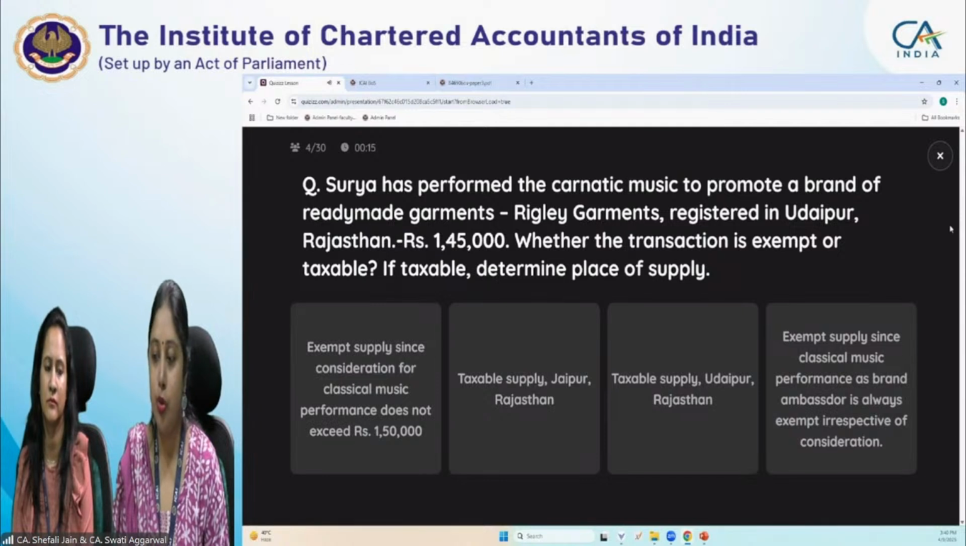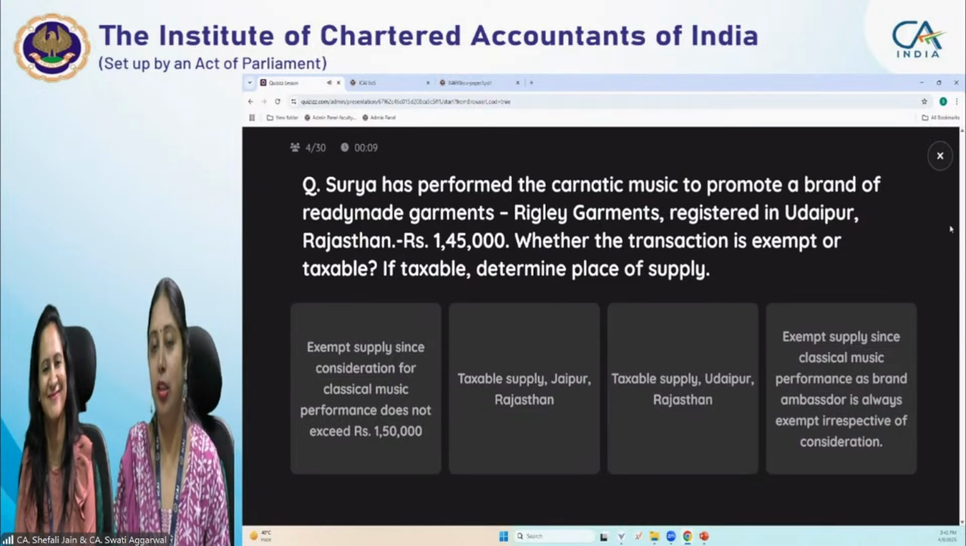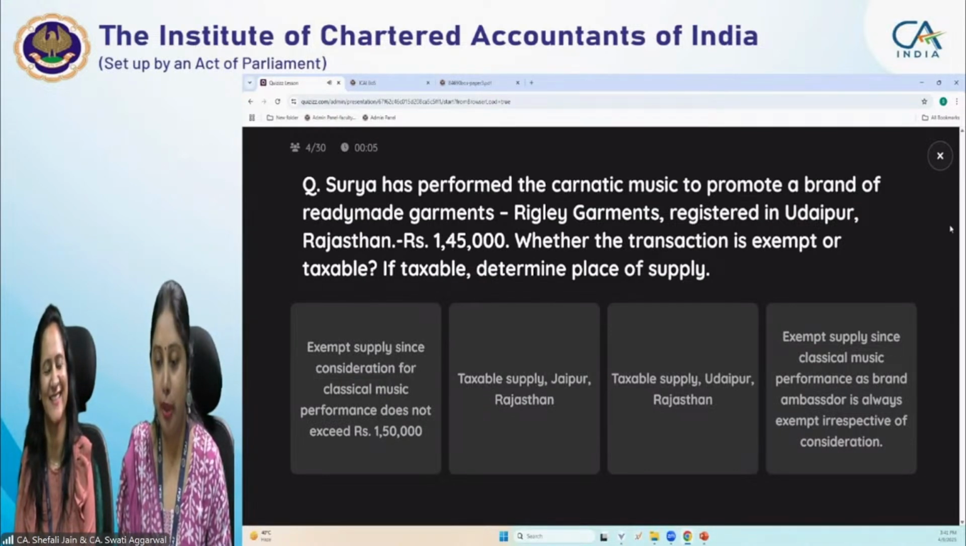So last few seconds to answer the question. This is an easy question, I suppose. Carnatic music performance is given for promotion of a brand. Value is 1,45,000.